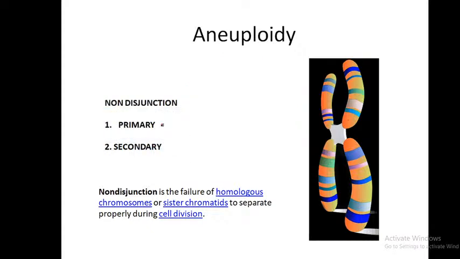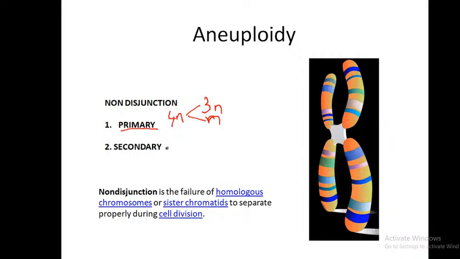In the primary case, what did we say? From 4n, 3n and n resulted. So if the error comes in the first division itself, all the gametes will be abnormal. That is the first meiotic division. This is primary, meaning the non-disjunction is happening in the first meiotic division.